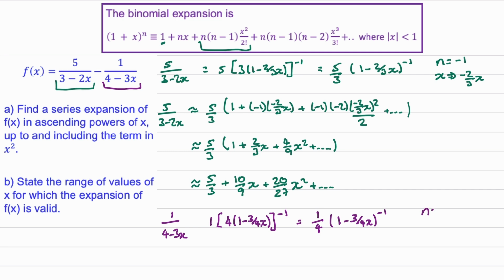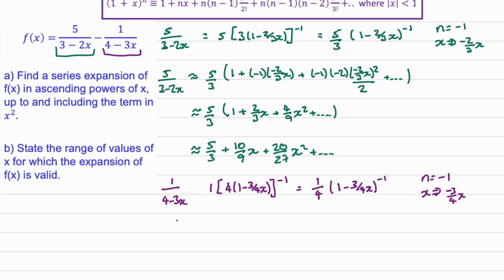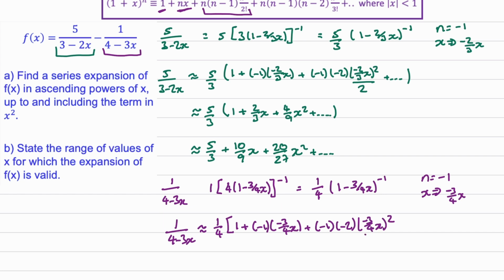So then you can see that n will be the power -1, and the x term will map on to -3/4x. And then we just need to substitute each of these into here. So we'll have 1/4 minus 3x will be approximately 1/4 multiplied by the 1 term plus n times x. And then the x squared term, so n minus 1, and the x term squared, divided by the 2.